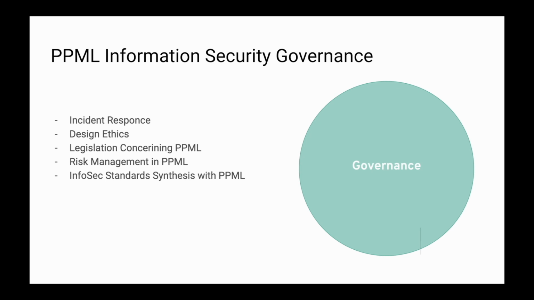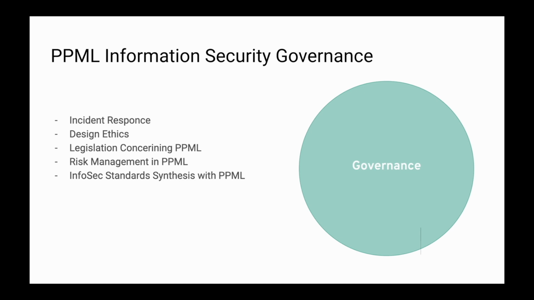Privacy-preserving machine learning specific governance models are necessary to bridge the gap between what's possible and what's legislatively justifiable. Businesses need to know why privacy-preserving machine learning is important, why it's going to save them resources in information security management, and most importantly, how they can justify it to their auditor.